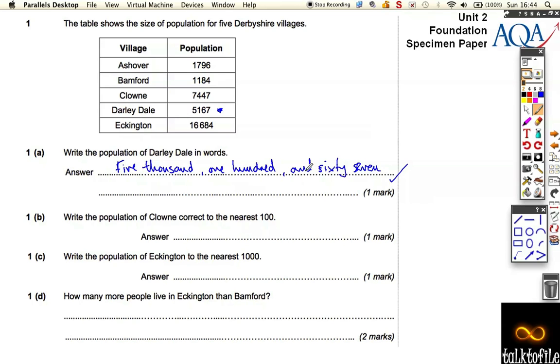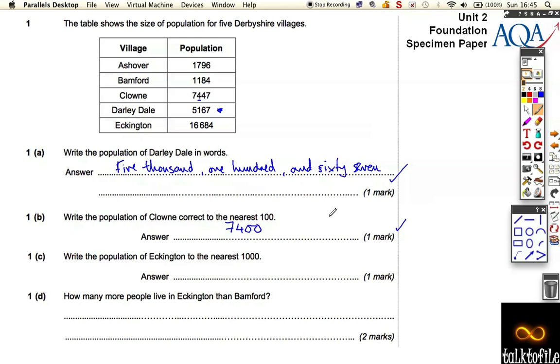Write the population of Clown to the nearest 100. So, well, that's 400, and then we check out what's afterwards. 47 is not 50 or above, so it stays at sort of 7,400.